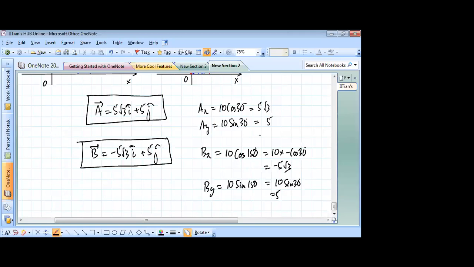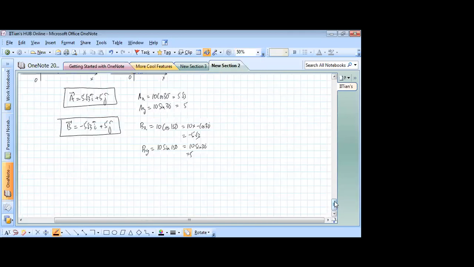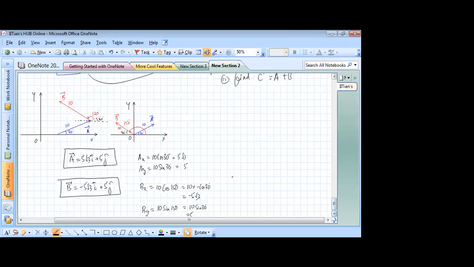Okay. So now vector C is the sum. It's not the difference. Vector C is the sum of A and B. So we have to find the next thing. We have to find vector C. Now, C is equal to A plus B. So next step, we find C as A plus B.